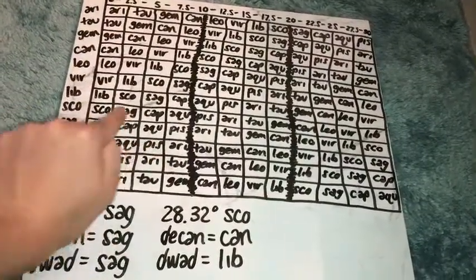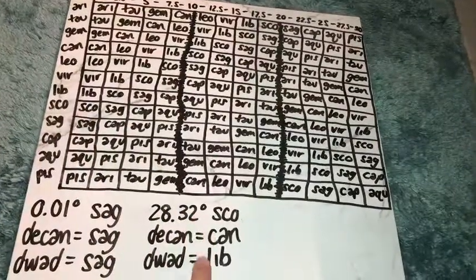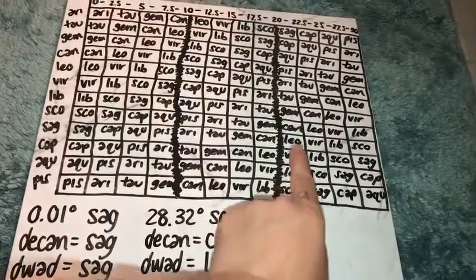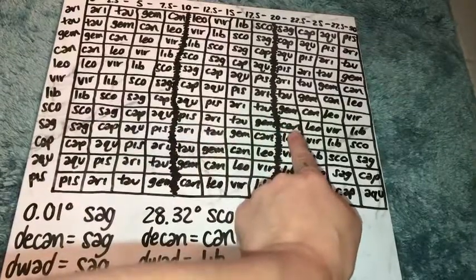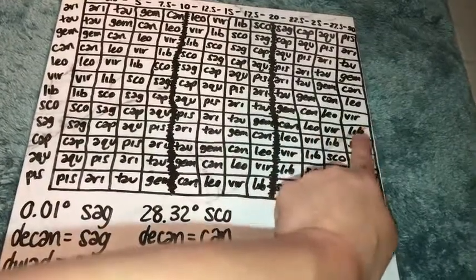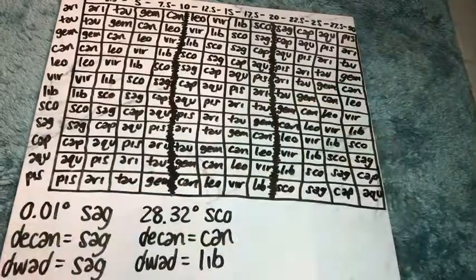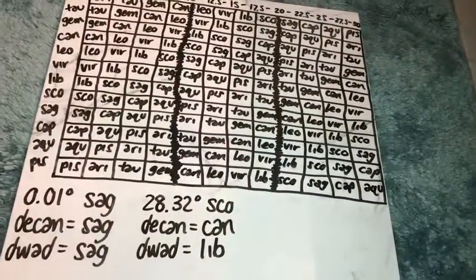If you look back at that Sagittarius example, you can see it's in the decan and dwad of Sagittarius because it's right there in that 0-degree range. It's nice to know that the decans are right after that bold line.